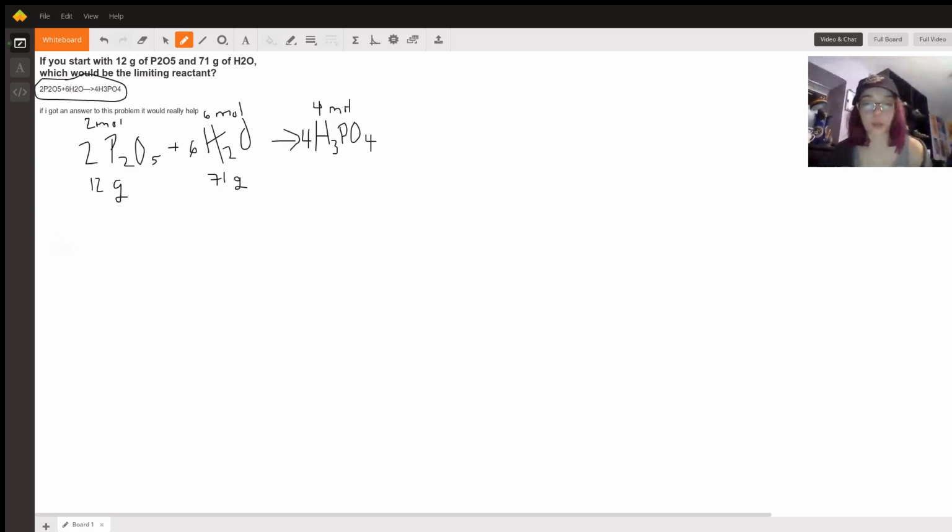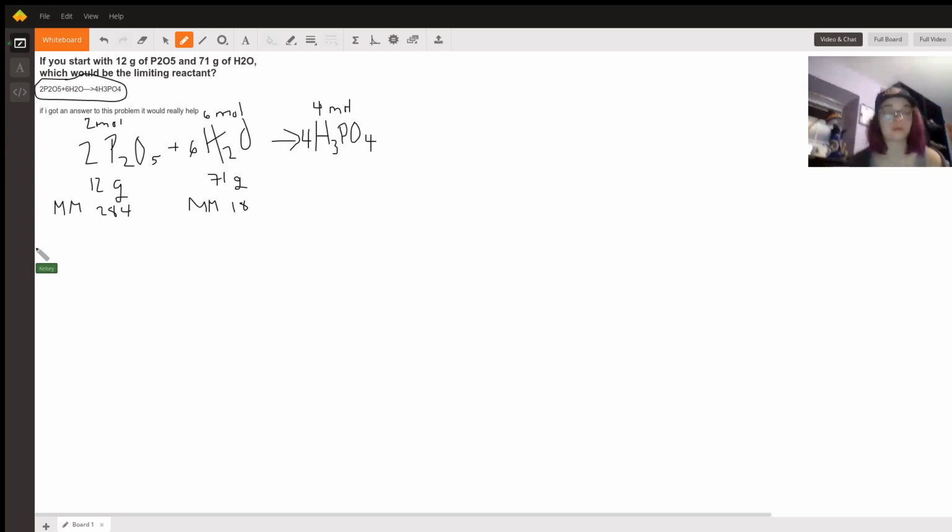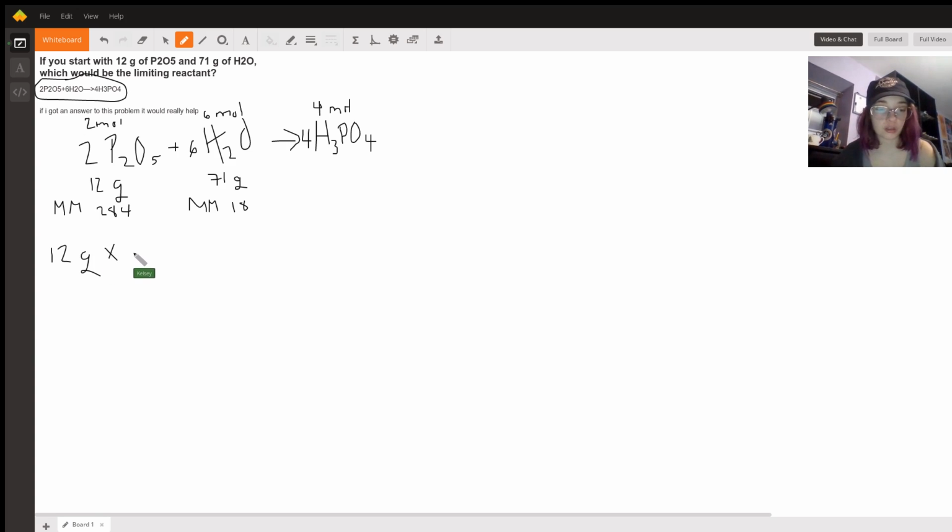The way that you always convert between grams and moles is using something called a molar mass. So the molar mass of P2O5 is 284, and the molar mass of H2O is about 18. So this is essentially just a unit conversion. The way you do any unit conversion is that you start with the number that you're given, and then you multiply by a conversion factor.